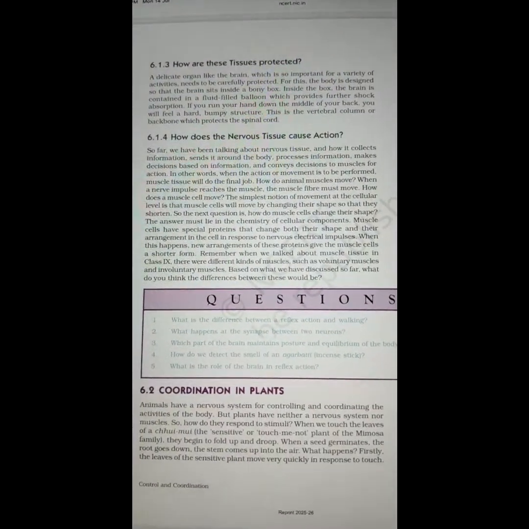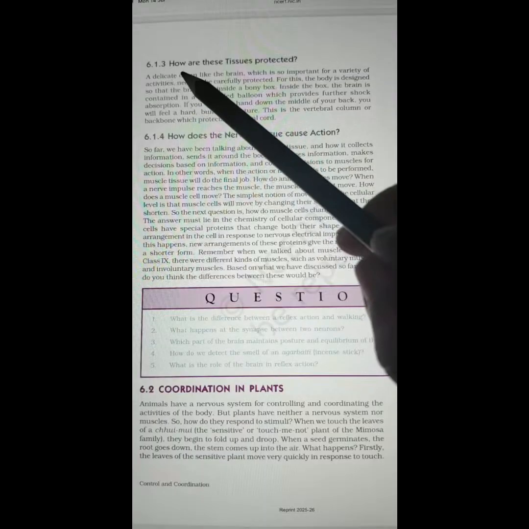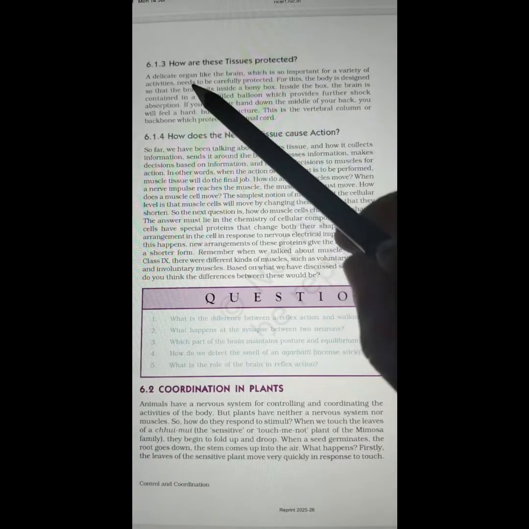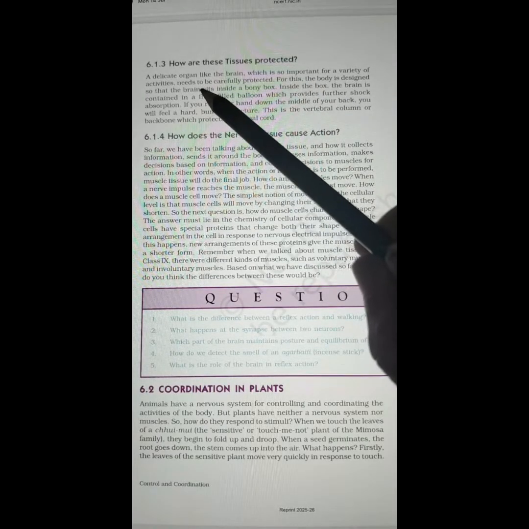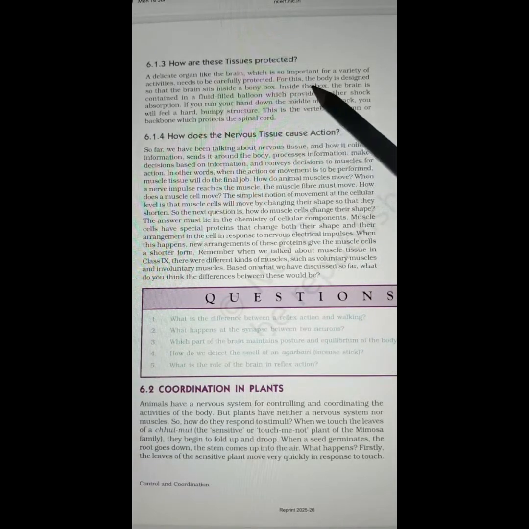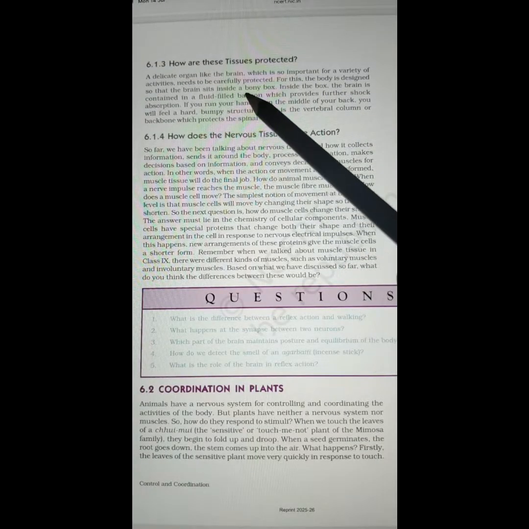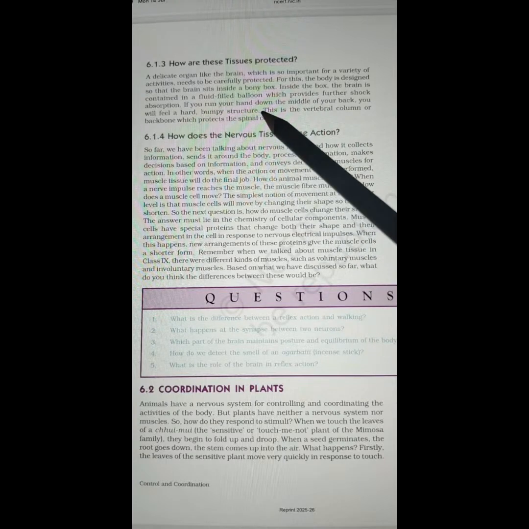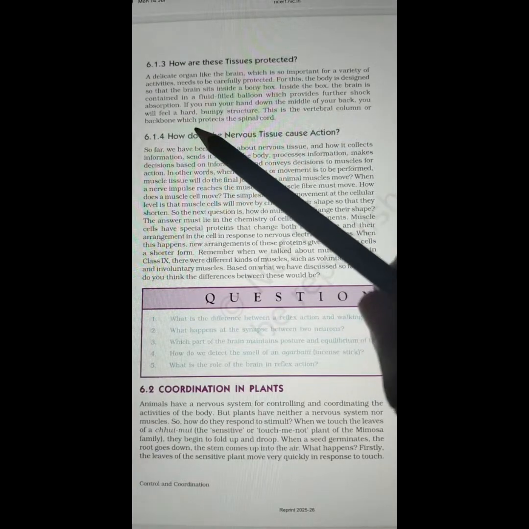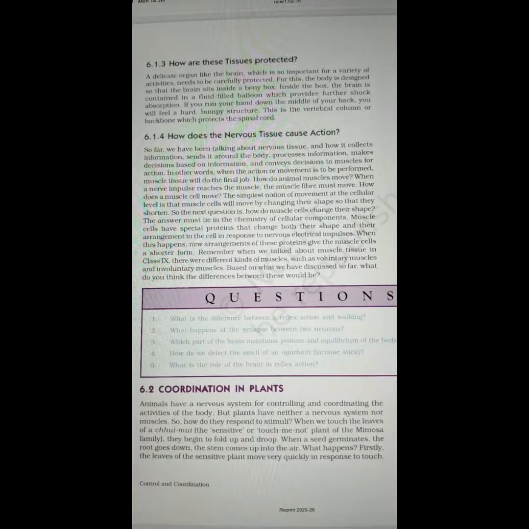We are just reading Control and Coordination. 6.1.3, How are tissues protected? A delicate organ like the brain, which is so important for the variety of activities, needs to be carefully protected. For this, the body is designed so that the brain sits inside a bony box. Inside the box, the brain is contained in a fluid filled balloon which provides further shock absorption. If you run your hand down the middle of your back, you will feel a hard, bumpy structure. This is the vertebral column or the backbone, which protects the spinal cord.